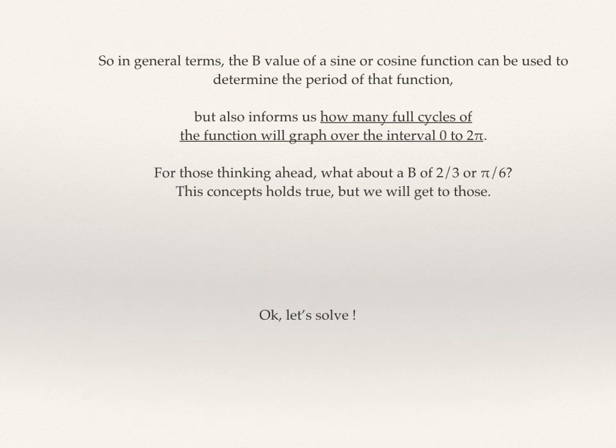So in general terms, what I want you to think about is that in addition to being able to use b to determine the period of that function, it also informs us how many full cycles of the function we graph over the interval 0 to 2 pi. So if the b value is 2, we get 2 full cycles. If the b value is 3, we get 3 full cycles, and so on. If you're thinking ahead about what about a b value of 2/3 or a value of pi over 6, the concept holds true, but we'll get to those. So let's go ahead and talk about solving.